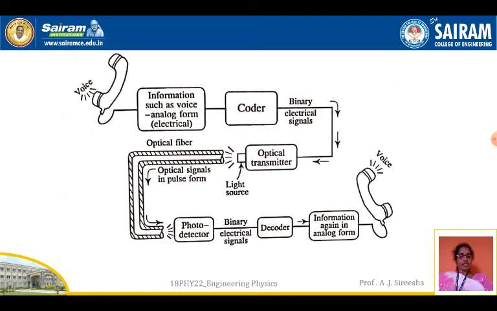After this, it is allowed to fall on a decoder. The decoder converts the binary electrical signal into analog form, and this analog signal is given to a receiver, and at the mobile phone the analog form is converted into voice, which you are able to hear at your telephone receiver. This is the point-to-point block diagram of a communication system.